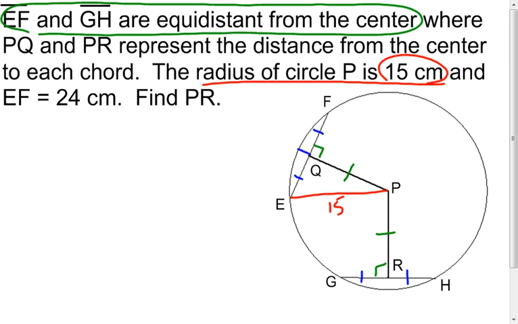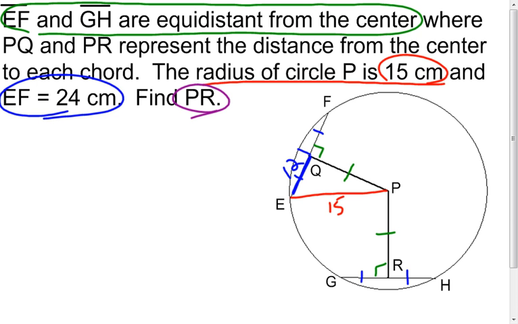From P to E, because what just happened there is now I have a right triangle from P to Q to E. And I also know the length of segment EF is 24 centimeters. Well, if segment EF is 24, then this part right here is going to have to be 12. And now I see that I have a right triangle there, and I can use the Pythagorean theorem to find the length of segment PQ. Once I find the length of segment PQ, I know that that's going to be equal in length to the length of segment PR, because they're congruent as I have marked in my picture.